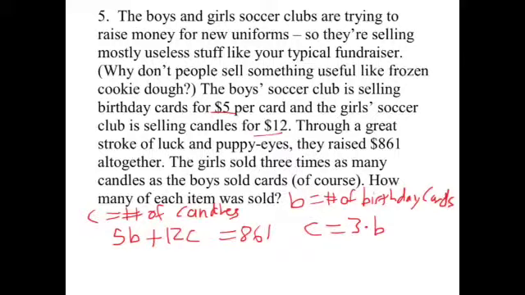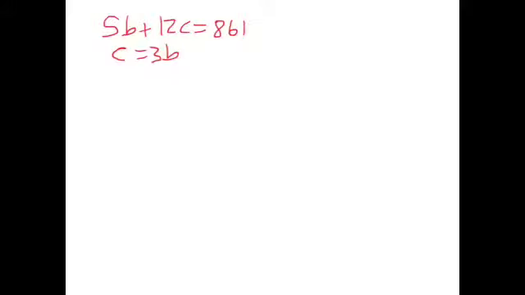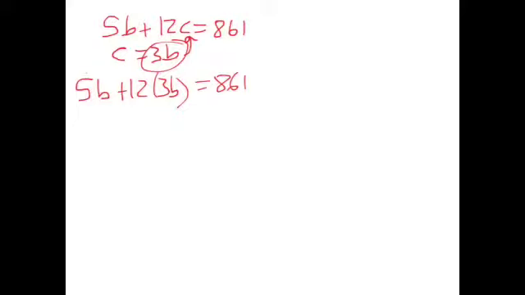So here's our system. We have 2 equations with 2 unknowns, and we're ready to go. This one's already set up for substitution because C is 3B. So I can just take 3B and put it where C is. And now I got my new equation of 5B plus 12 times 3B equals 861. Still equals 861 as I do a little bit of calculating.